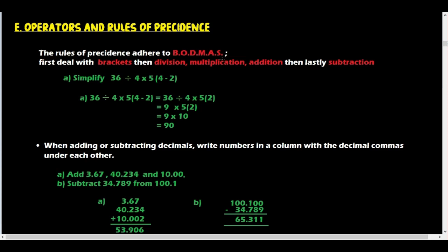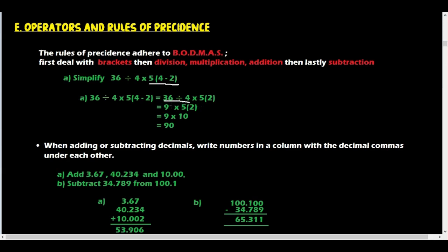Operators and rules of precedence. The rules of precedence adhere to BODMAS, which means whenever we have an expression, we first deal with the brackets, then division, then multiplication, then addition, and lastly subtraction. In this example, we want to simplify 36 divided by 4 times 5 in brackets 4 minus 2. Therefore, using our BODMAS, we first start with the brackets, which is 4 minus 2. In 4 minus 2, you get 2.